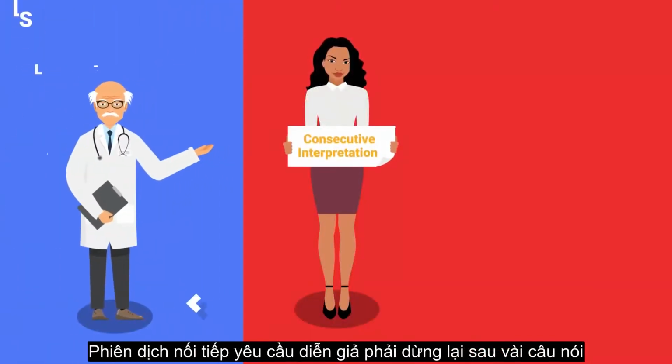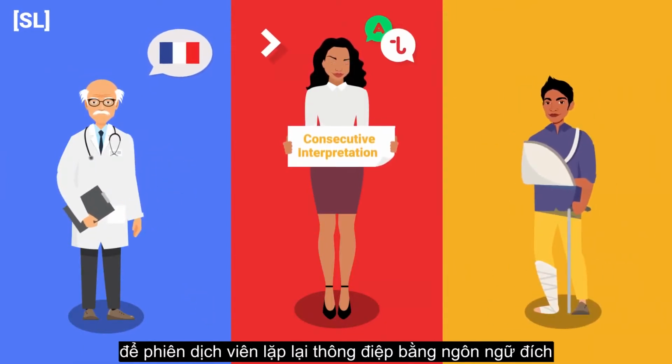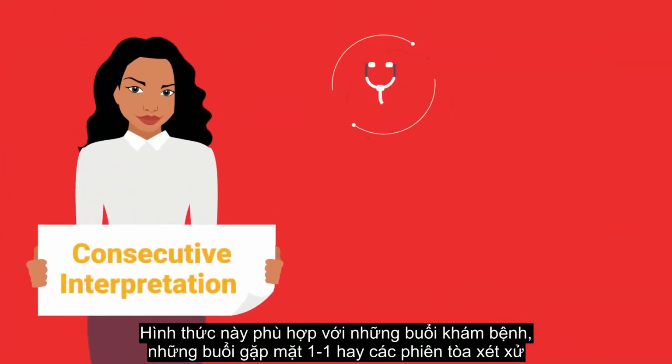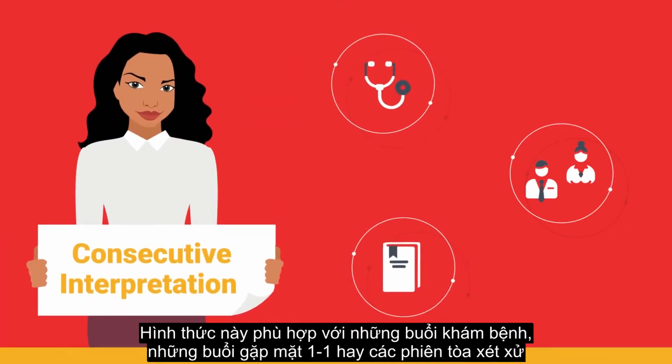Consecutive interpretation requires the speaker to pause every few sentences to allow the interpreter to repeat the message into the target language. This is great for medical examinations, one-on-one meetings, or court depositions.